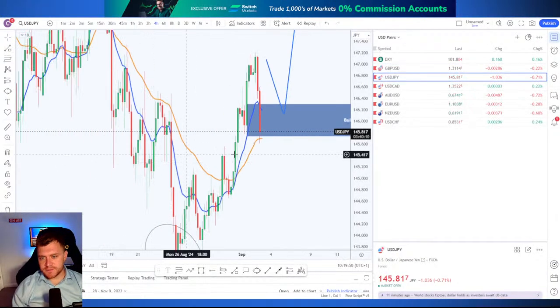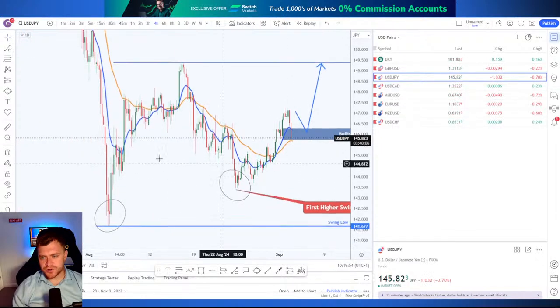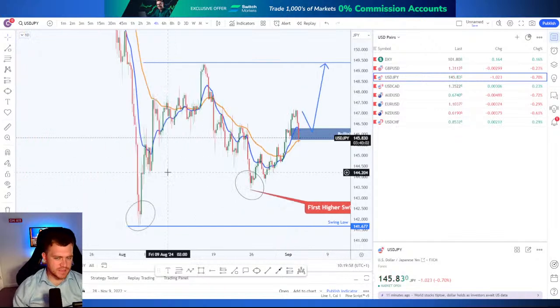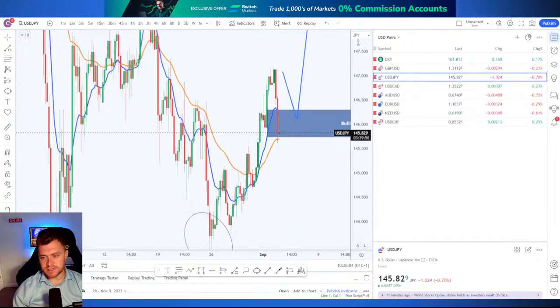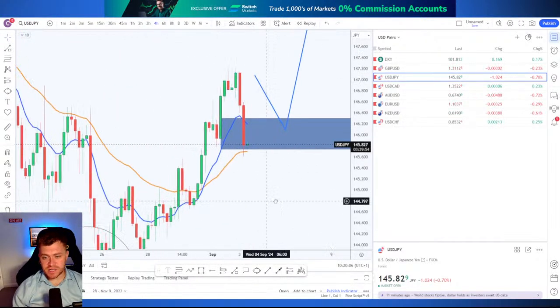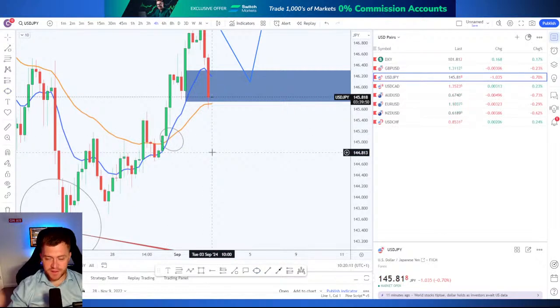USD yen can be a bit more tricky because the pip value on USD yen is a bit different. And so I found that you can actually take a little bit more losses on USD yen, but you can also catch on to a fantastic potential trading opportunity. Now this is an example of where potentially it didn't work, and it doesn't always work. But if you just made 30% on your account on that pound US dollar, you can afford to take a loss.